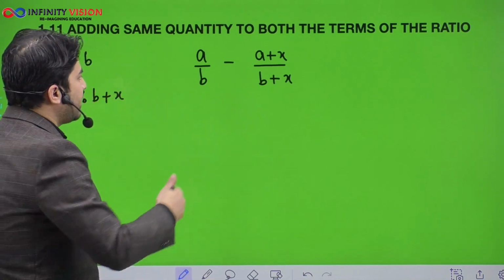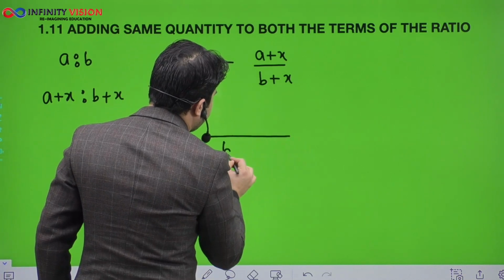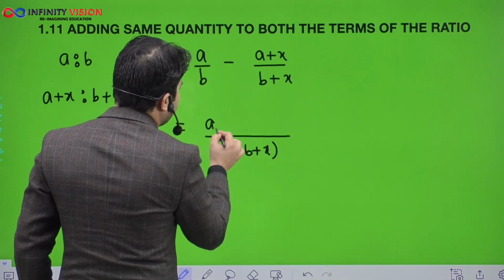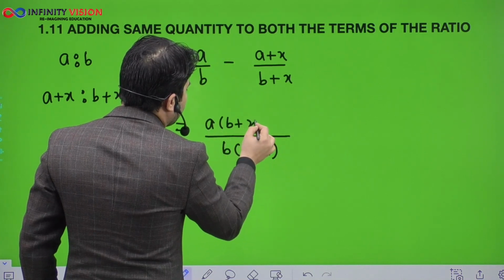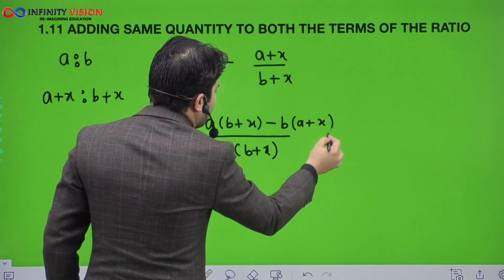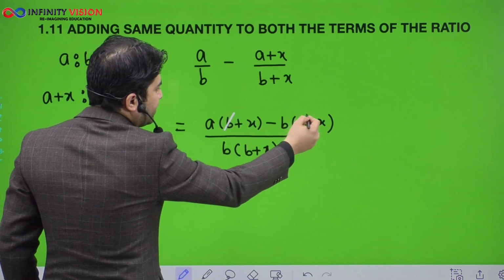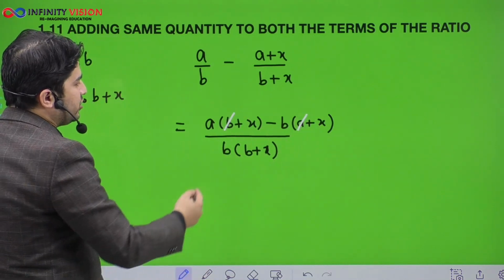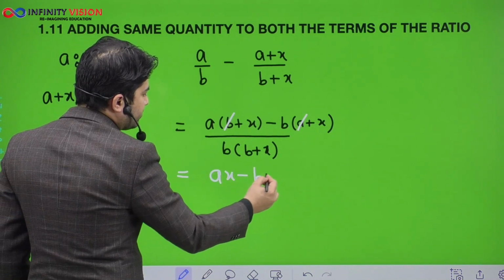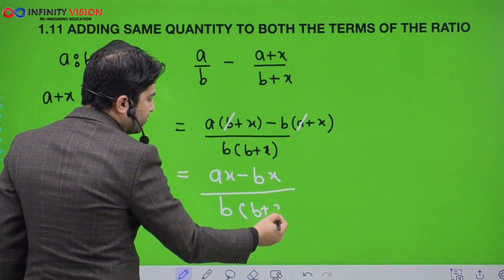Now let's try to simplify this expression. I'll take the LCM, B into B plus X. I'll cross multiply: A into B plus X minus B into A plus X. As you can see, A into B and B into A will cancel out each other, and you will be left with AX minus BX upon B into B plus X.